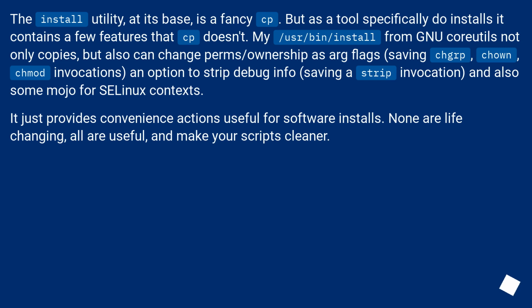The install utility, at its base, is a fancy cp. But as a tool specifically for installs, it contains a few features that cp doesn't. /usr/bin/install from coreutils not only copies, but also can change perms/ownership as arg flags, saving chgrp, chown, chmod invocations, an option to strip debug info, saving a strip invocation, and also some mojo for Linux contexts. It just provides convenience actions useful for software installs. None are life-changing, all are useful, and make your scripts cleaner.